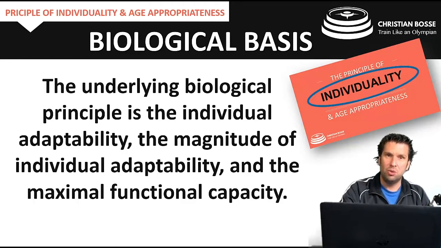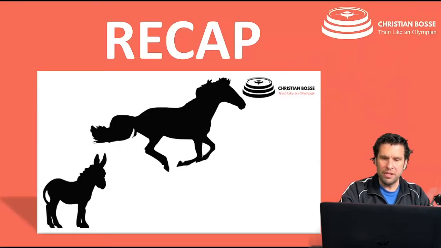the magnitude of individual adaptability, and the maximal functional capacity. So keep that in mind. We'll get into that in the practical application. The individual adaptability, the magnitude, and the maximal functional capacity is different between individuals. And again, we can't make a donkey into a racehorse.